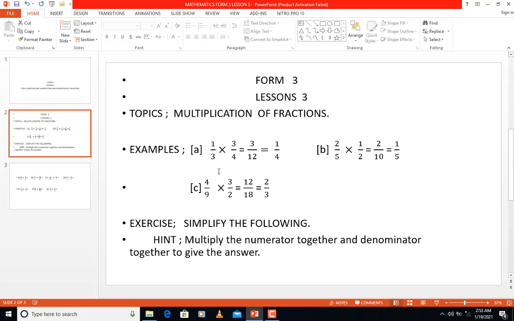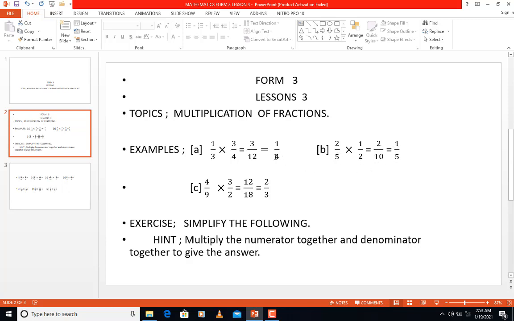Some people say you can look for common factors between the numerators and denominators. Like here, I can say 3 divided by this 3, then we remain with 1. 1 multiplied by 1 gives us 1. Then here 1 multiplied by 4 gives us 4. You can do the same thing here. 2 cancels with another 2, then we remain with 1 times 1, which gives us 1, and 5 times 1, which gives us 5.